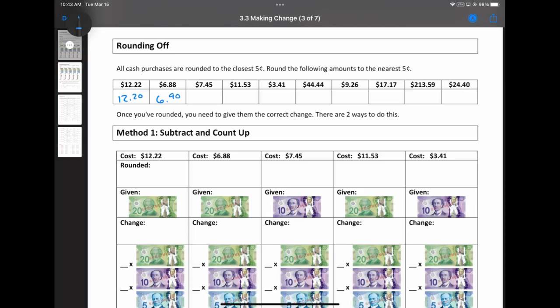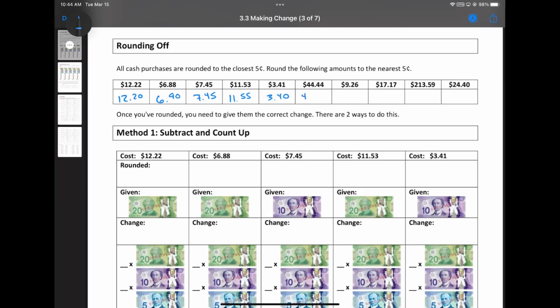7.45. I have seen cashiers who will round that to 7.50 because they say, well, the 4 rounds up to a 5, but it's actually already rounded off to the closest 5 cents. There's nothing to do there. I've seen a cashier round off to the closest dollar because they weren't sure how to do this properly, which is just crazy. $11.53 is 2 cents off of 11.55. 3.41 is only 1 cent off 3.40.